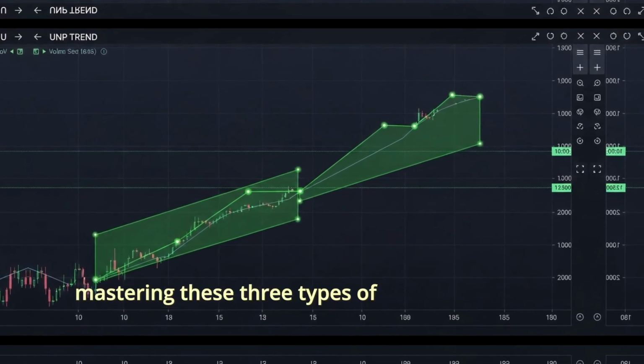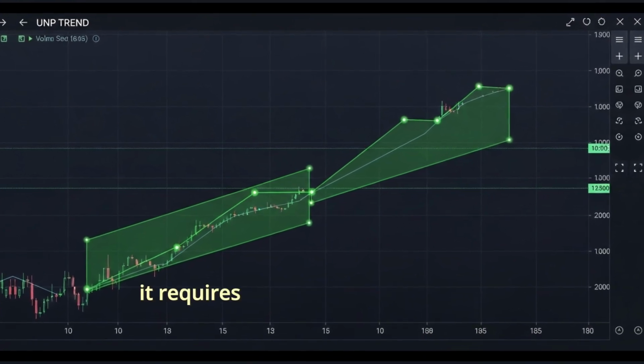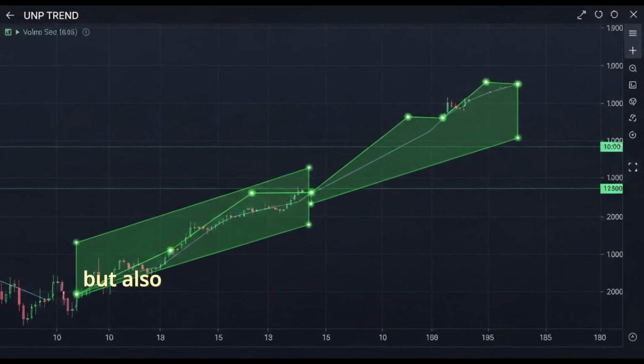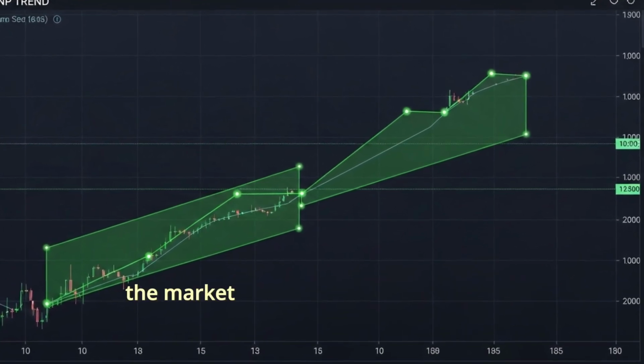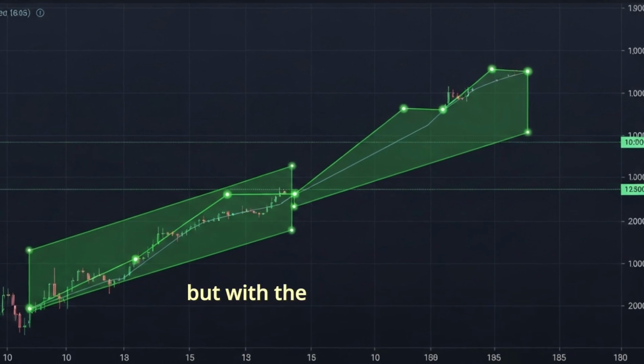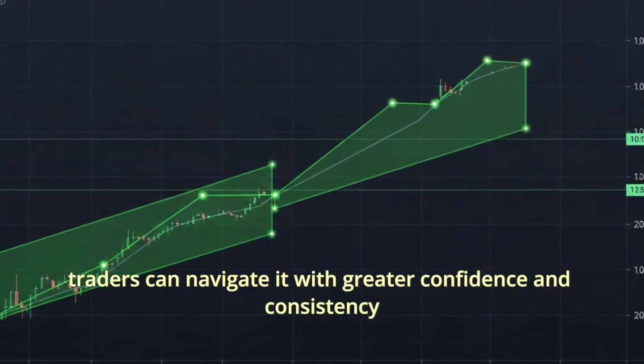Mastering these three types of analysis takes time, practice, and discipline. It requires not only learning the tools but also developing the ability to interpret them effectively. The market will always be unpredictable, but with the right approach, traders can navigate it with greater confidence and consistency.